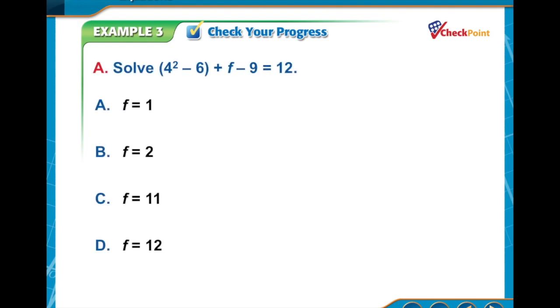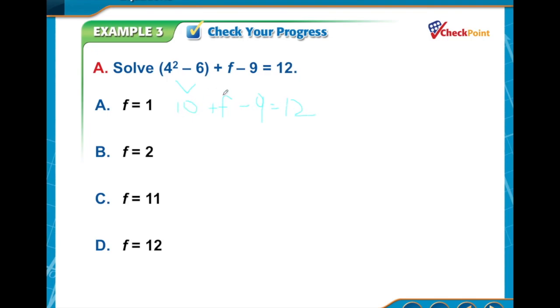Here's example 3. We want to solve this expression. It's equal to 12. We see we have one variable f right here. We need to know what is f equal of these available options. So let's simplify what's in here. If we know 4 squared is 16, and 16 minus 6 is 10. So this whole thing in here is really just 10. Plus f minus 9 will equal 12.